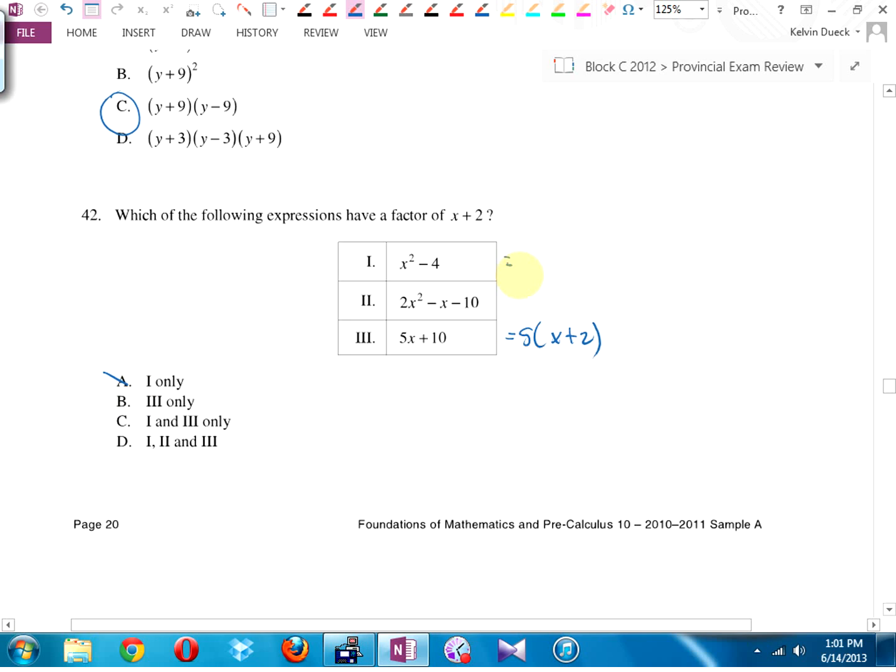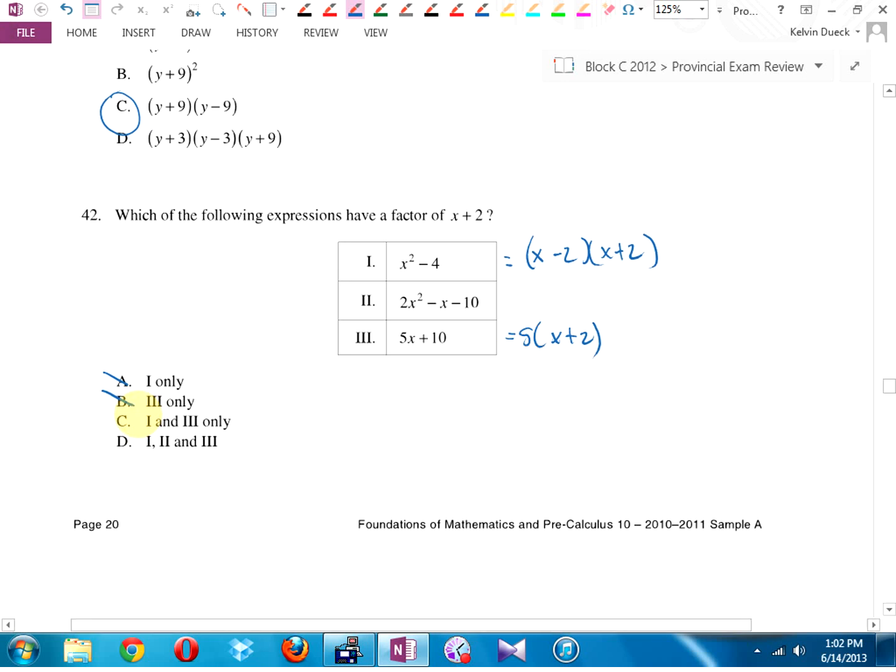What about this one? GCF? No. How many terms are there? Minus sign? Yes. Perfect square, perfect square? What's this factor into? X minus 2, x plus 2, or x plus 2, x minus 2? Does that have a factor of x plus 2 in it? Okay. So I know B is wrong. It's not 3 only. Right now, it's either C or D.